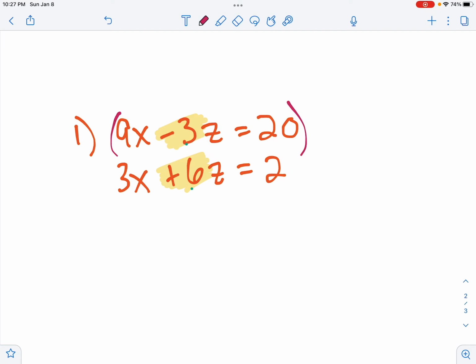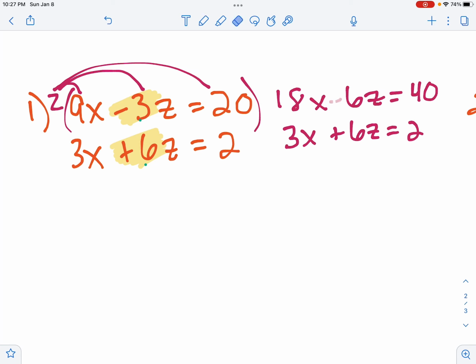So 2 times 9 would be 18x. 2 times -3 is minus 6z. 2 times 20 would be 40. We didn't multiply anything to the second equation, so bring it over exactly how it is. And now notice your z's have the same number, opposite sign. So now we can add the equations together.